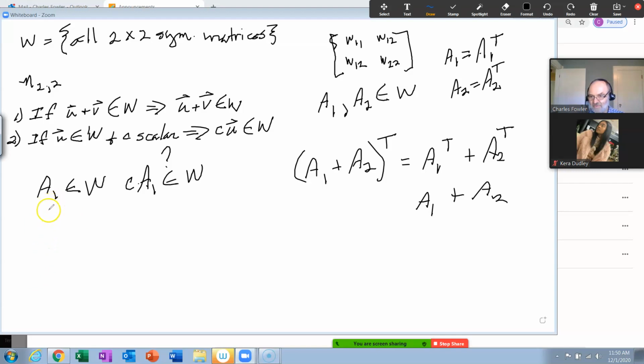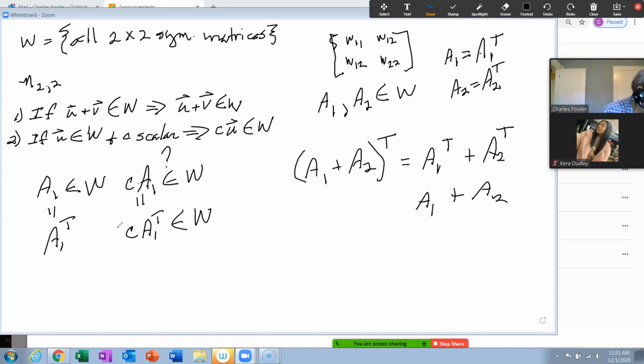The transpose of this is equal to its transpose, A1 transpose, and so if A1 is in that, then A1 transpose is in that. So C A1 transpose would also be, because these are equal to each other, and that would then mean this is in W as well. So if A1 is in it, A1 transpose is in it. Okay, I don't know if that satisfies what they do.